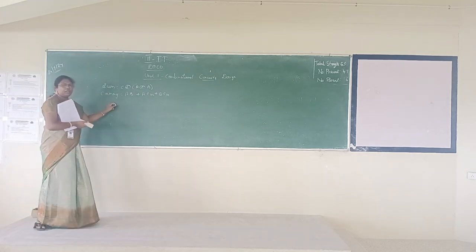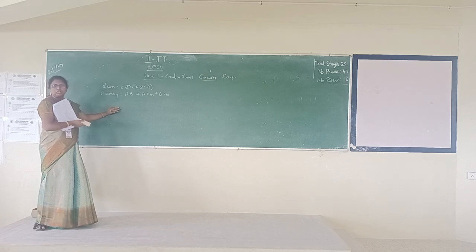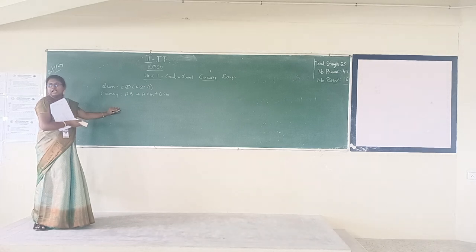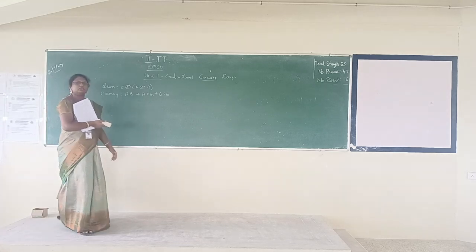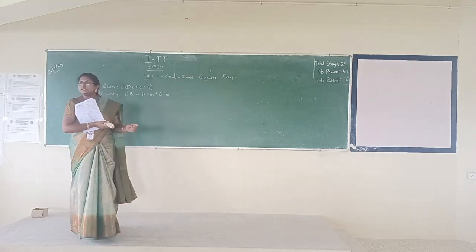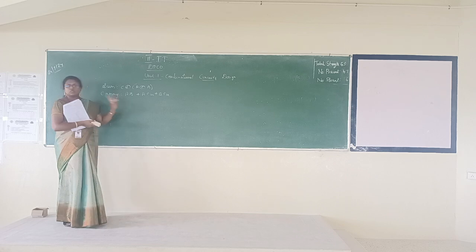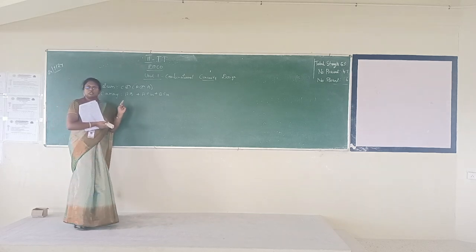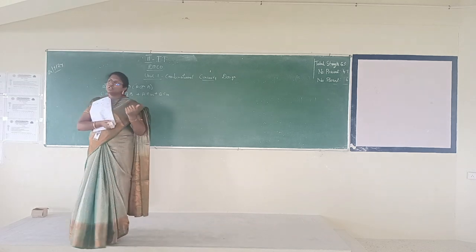So for sum, we have used a three input XOR gate. Then for carry, we use three AND gates as well as one OR gate. Any doubts up to here? Right.